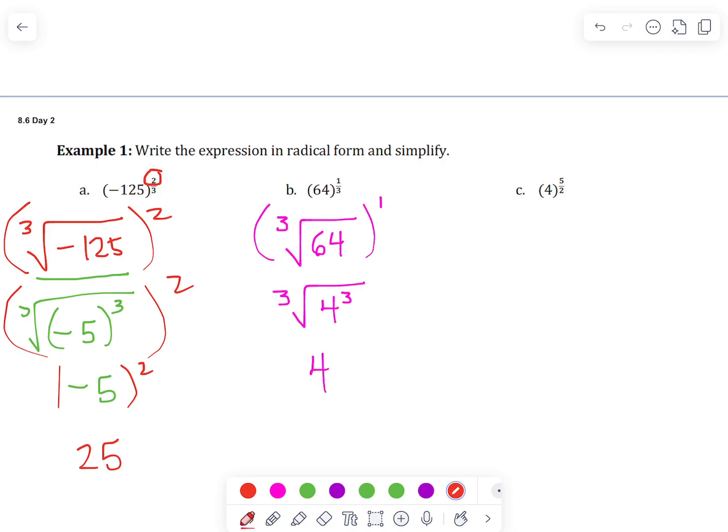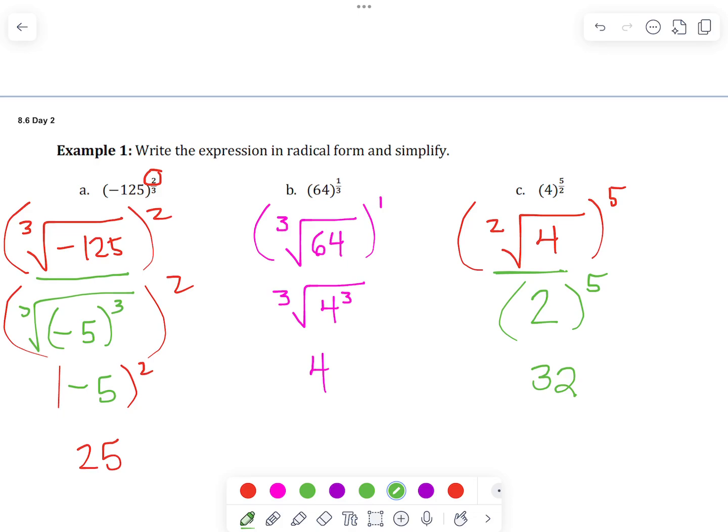Next one. Now we have an index of 2, that's our denominator, and then 4, and then our power is 5. So the square root of 4 is 2, and then we have power of 5, so we get 32. And notice that index is even, so we'd have a plus or minus 32.